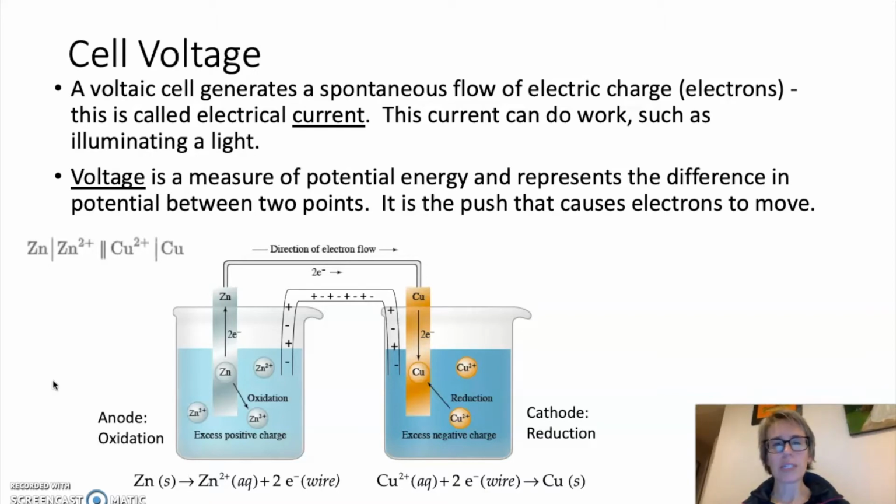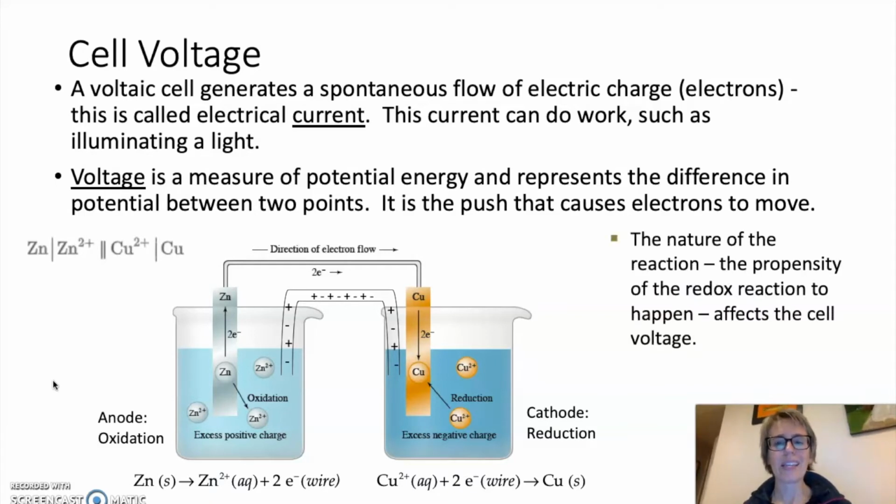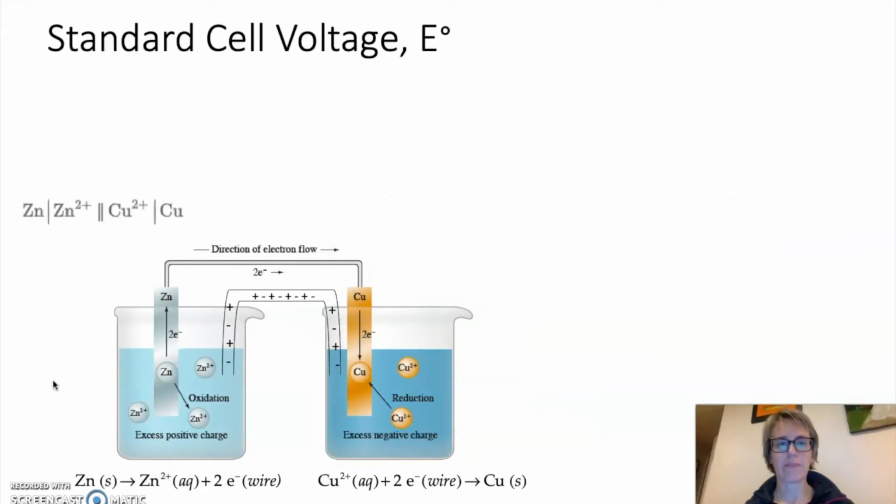These two terms are easy to confuse, and I often think of the analogy of a river. The current is how much water is moving through the river, and the voltage is like how steep the river is, comparing a flat river to a mountain stream. The nature of the reaction that's happening, in this case zinc plus copper ions yields zinc ions and copper metal, is what's really affecting that cell voltage.